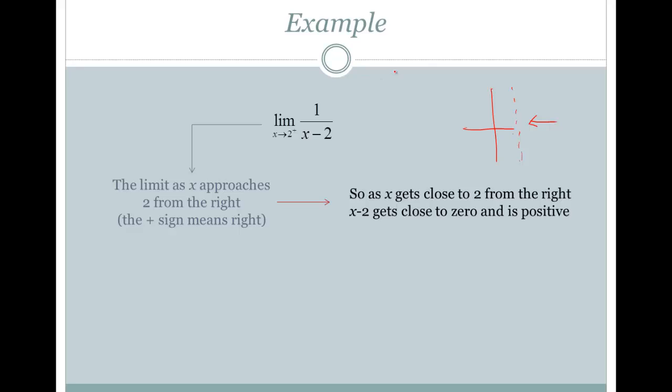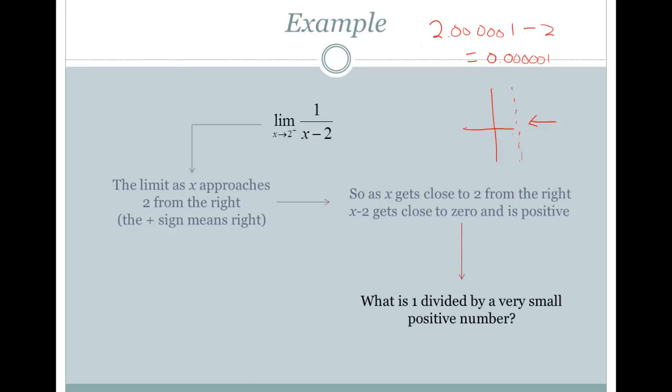Let's say something like 2.000001. All right, that's coming in from the right because I'm a little bit bigger than 2. If I subtract 2 here, obviously I get a small number, 0.000001. Okay, that's what my denominator is going to be. And then if I divide 1 by that very small positive number, what do I get?